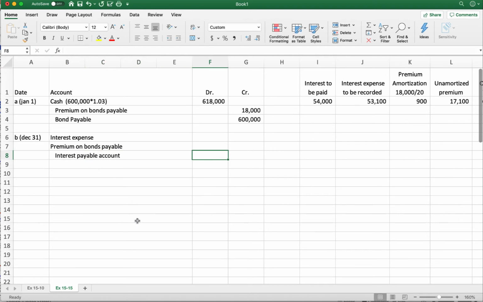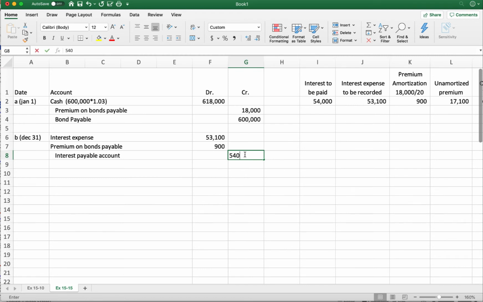Okay, so what's my interest expense? How much do I need to record? Well, I already did that, right? My interest expense is the amount that I'm going to pay in interest minus that amortized premium. So that's going to be the $53,100. What is the premium amortization amount? How much am I going to decrease that premium on bonds payable account by? $900.